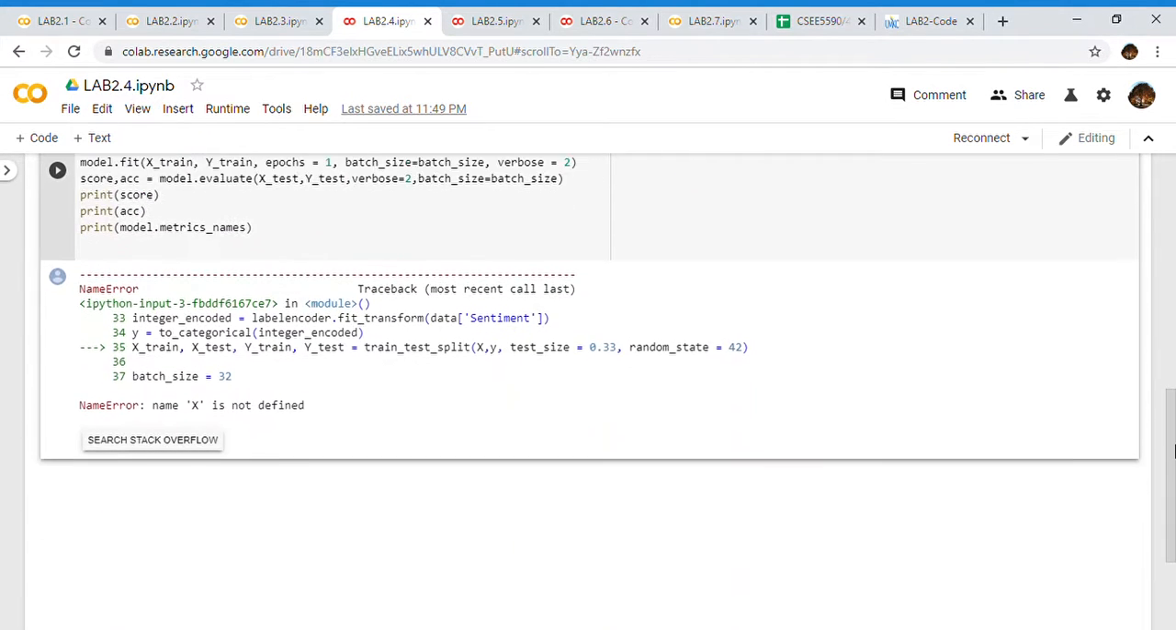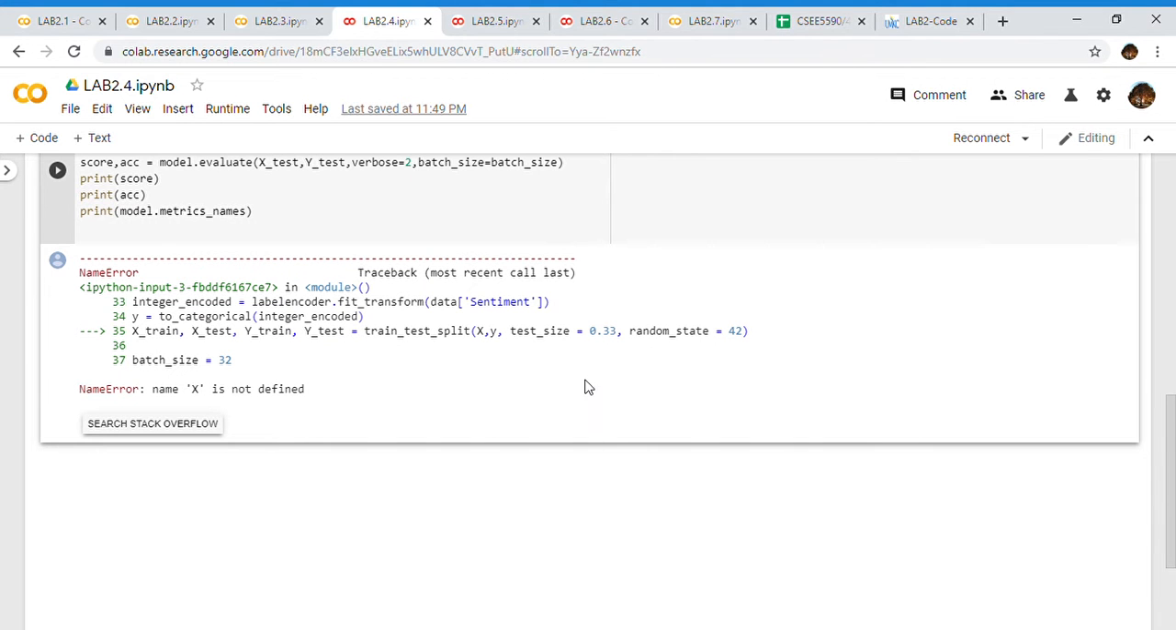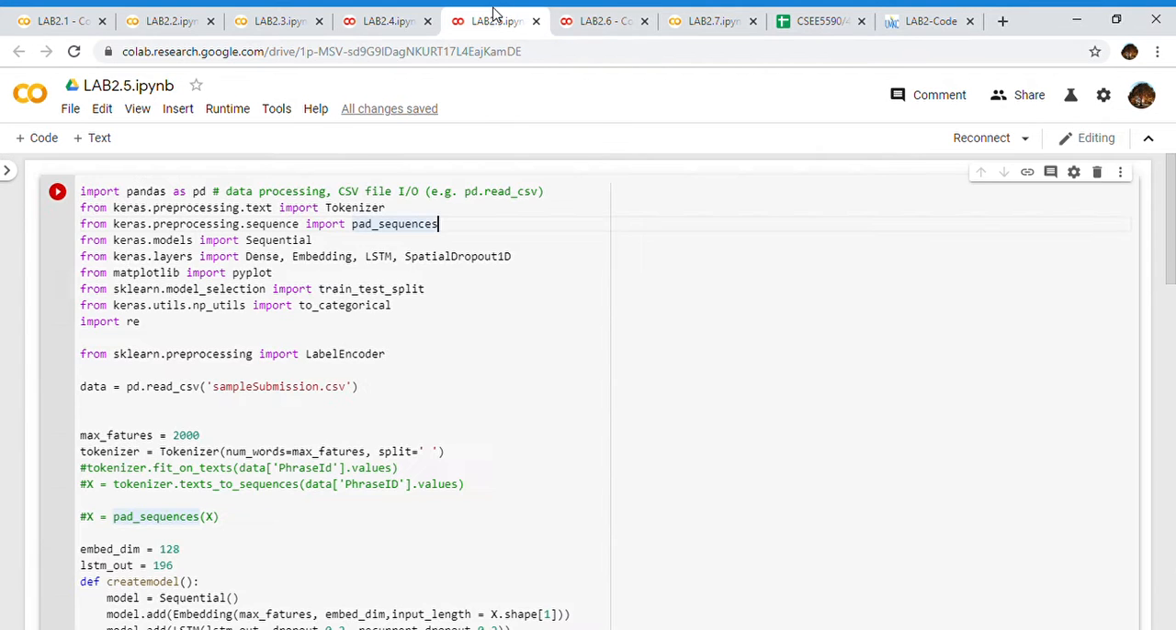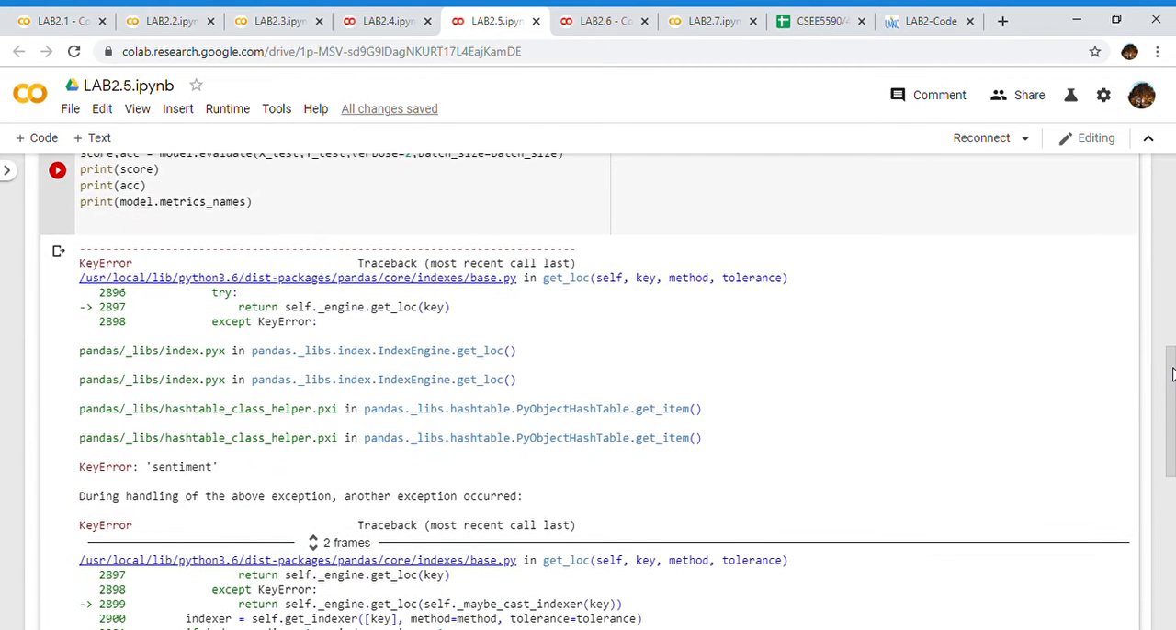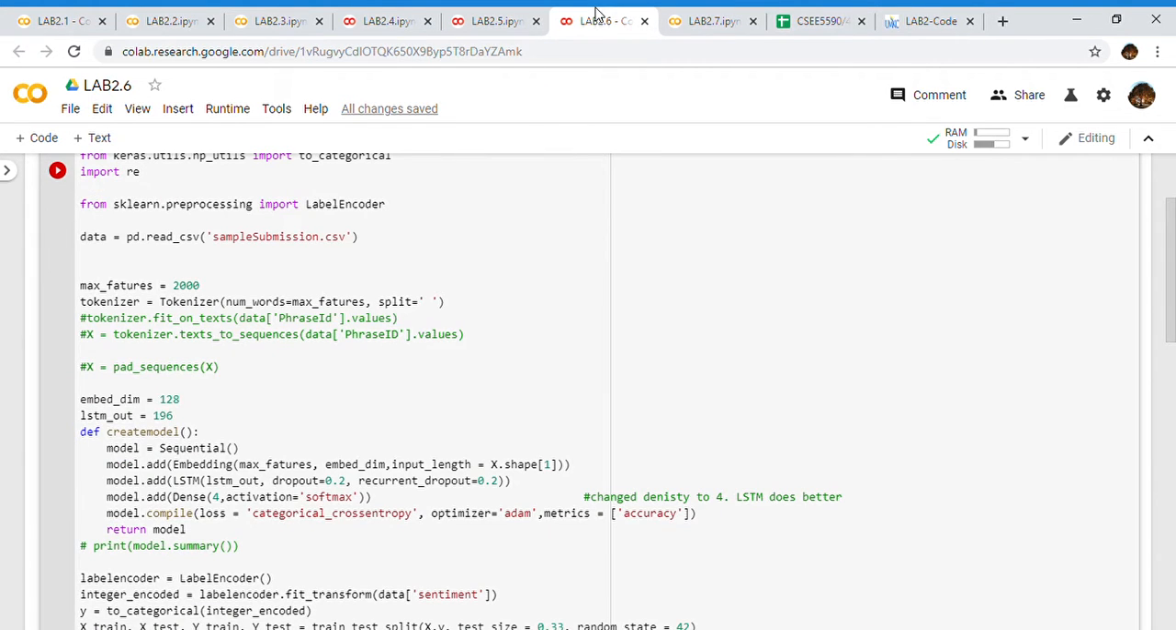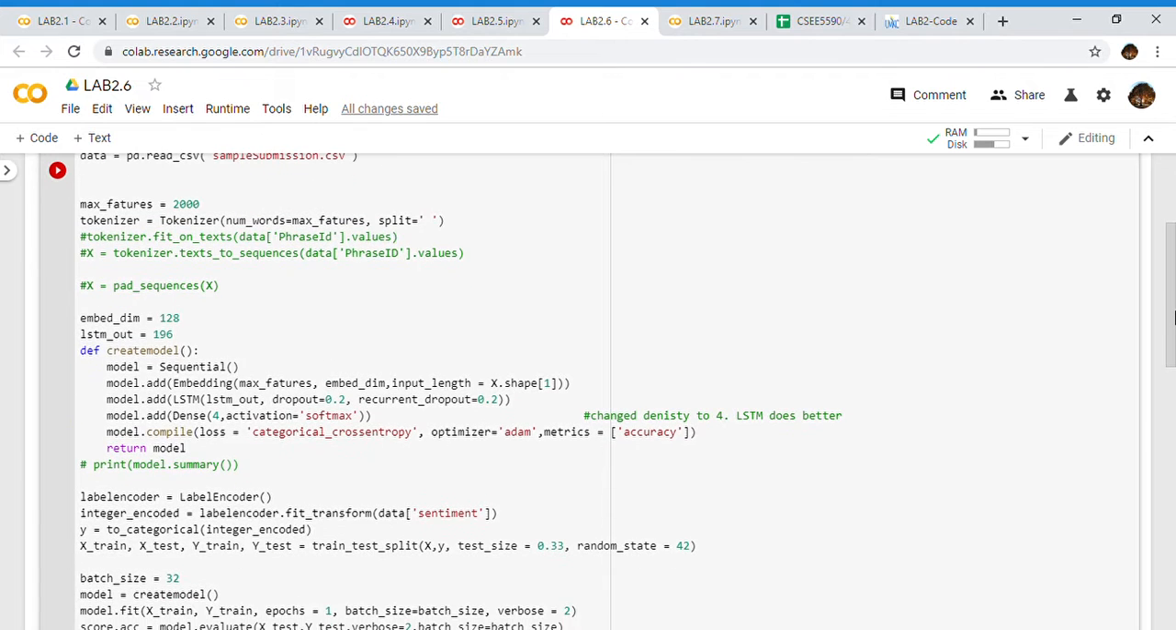Question 4, we were unable to get rid of a few errors, and we had the same problem with question 5 with this key error. For question 6, we were just comparing. We changed the density to 4 in this adding layer, and we said that LSTM does better.